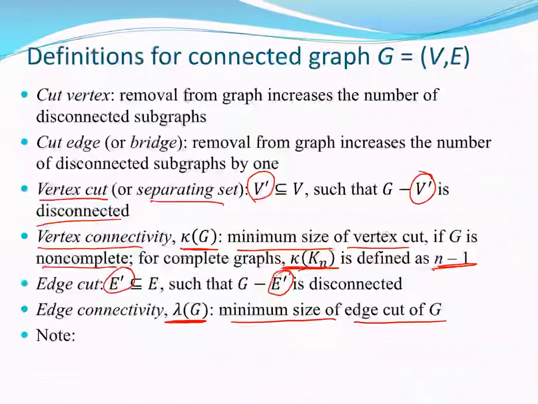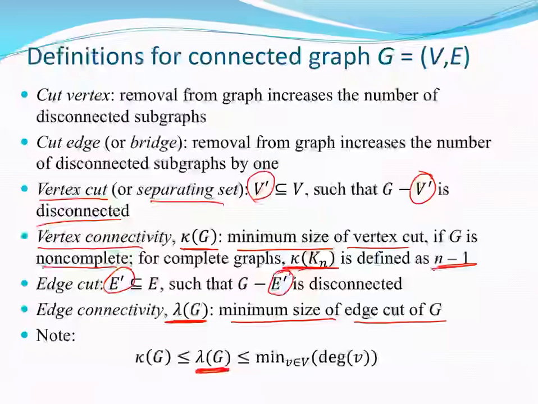And then it's important to note the relation of kappa of G and lambda of G. If I have an edge cut, I can achieve that edge cut by removing some vertices associated with one end of those edges. So my kappa of G is always less than or equal to lambda of G, because sometimes I might be able to take out several edges with one vertex removal. And also note that lambda of G is less than or equal to the degree of the minimum degree vertex. That's because if I can remove all of the edges from that vertex, I've disconnected that vertex from the rest of the graph.